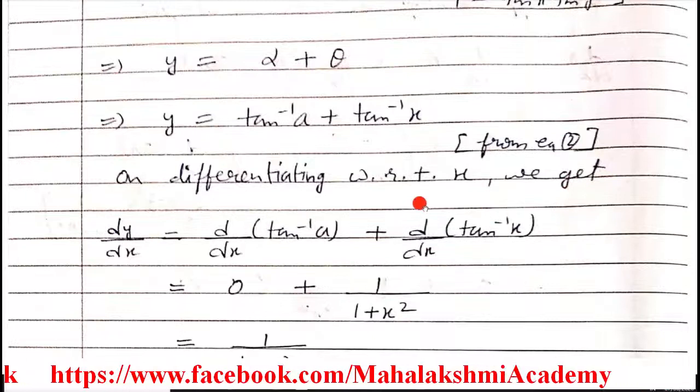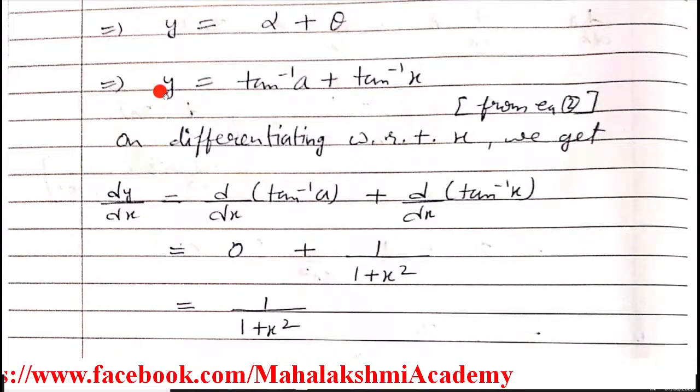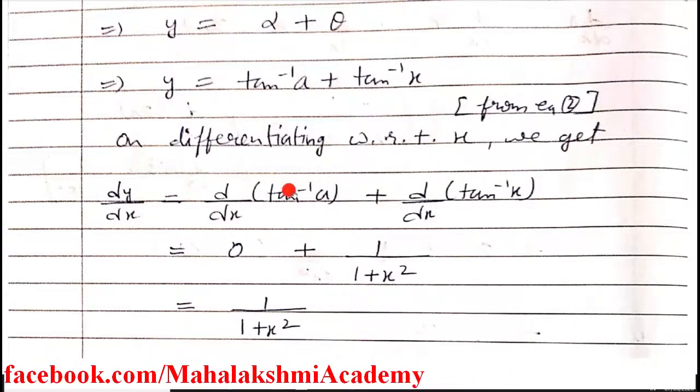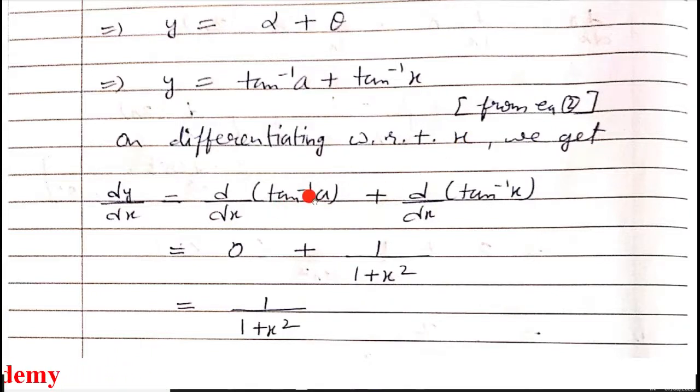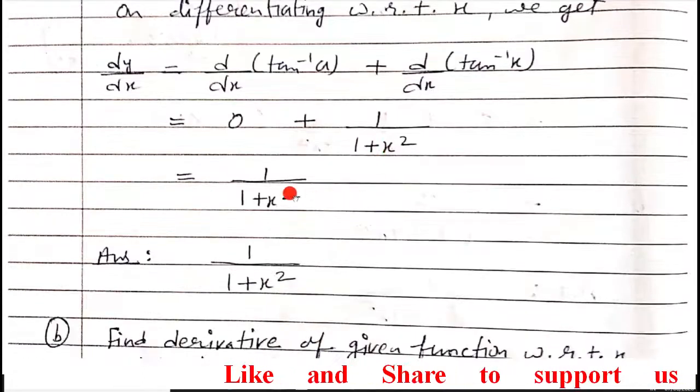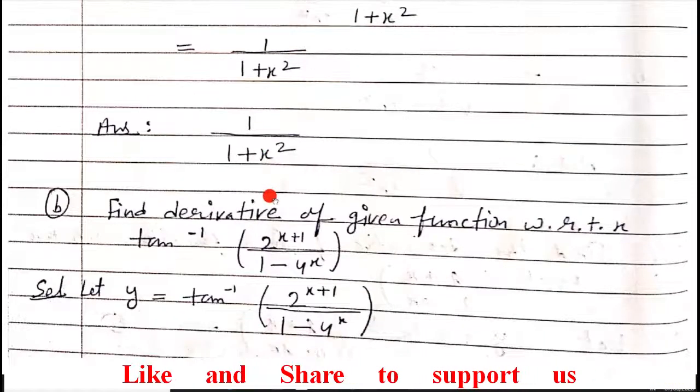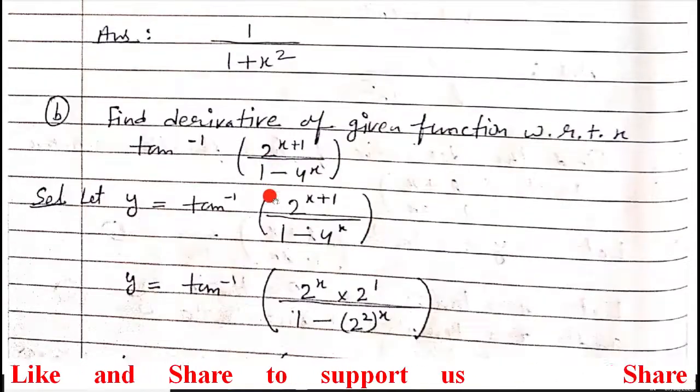Now we differentiate it with respect to x. So the derivative symbol will come with all three. Now since this a is constant, because we are differentiating with respect to x, except this variable x, all other variables are going to be constant for us. So this tan inverse a is constant, so the differentiation of a constant is 0. Now the differentiation of tan inverse x is 1 upon 1 plus x square. That's the answer of the A part of this question. Now the B part.